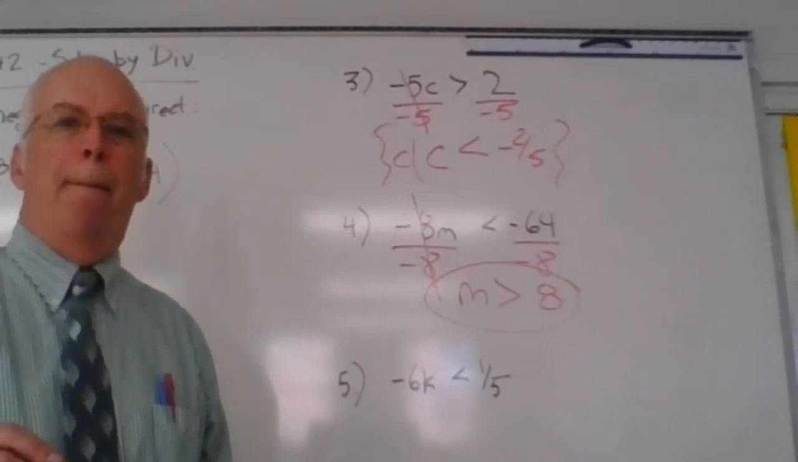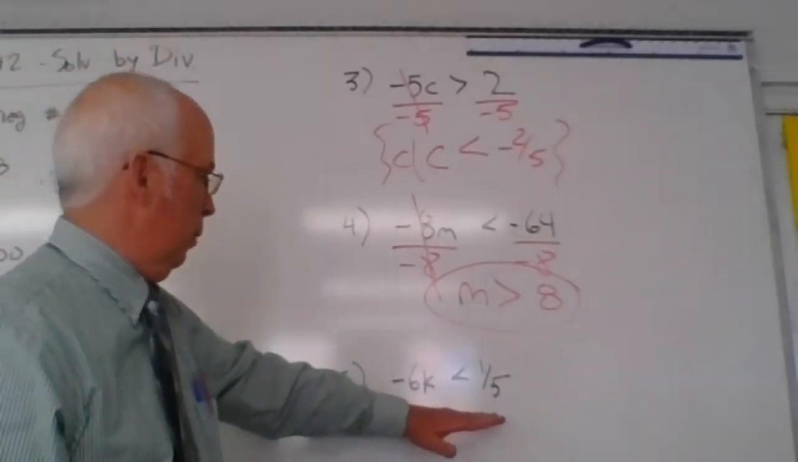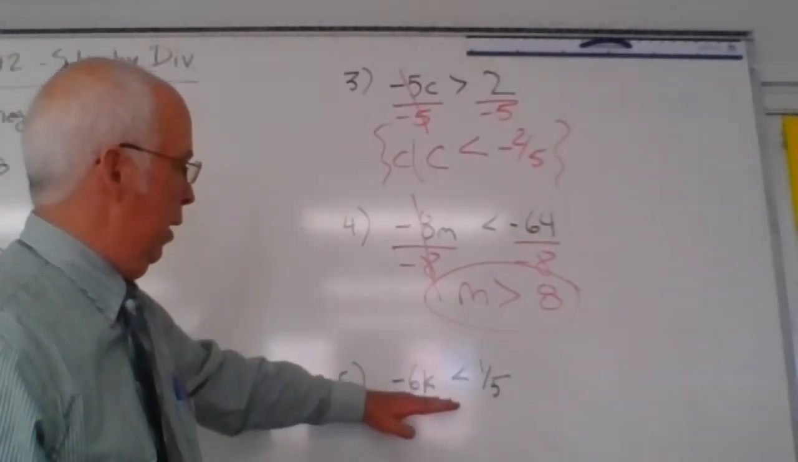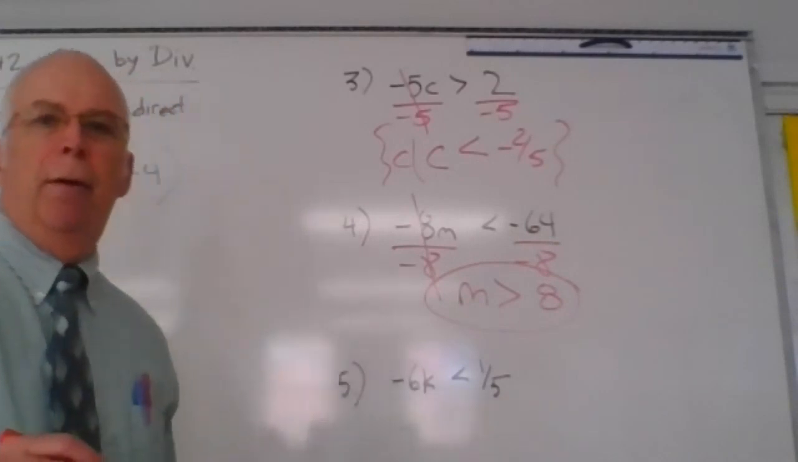Any questions on that one? All right, last problem. It's number 5, and it says -6k is less than 1/5.